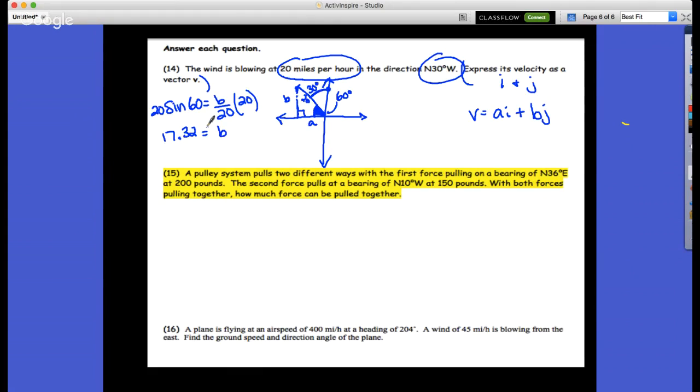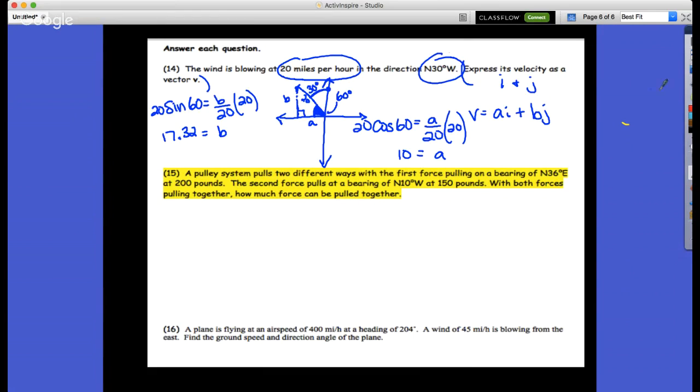That'll be good. The next thing we've got to do is find what a is. And so to find a, we're going to use cosine. So we'll do cosine of 60 again equals a, which is my adjacent over my hypotenuse, which is 20. So I'm going to multiply by 20 on either side to get 20 cosine of 60. In that case, it'll be 10. So my a is equal to 10.